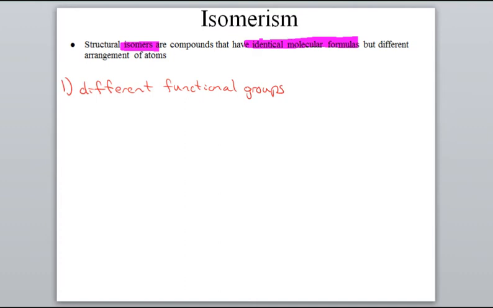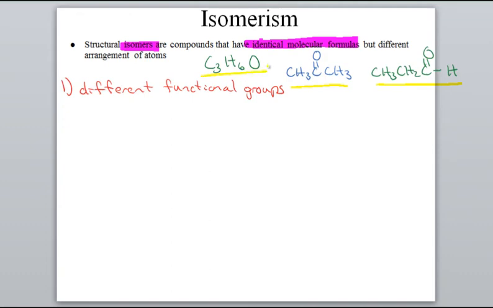When you have this type of scenario, it's pretty easy to recognize. Here's an example. Here we have two different molecules. They have the exact same formula, 3 carbons, 6 hydrogens, and 1 oxygen. However, the functional groups are different. This one is a ketone functional group, and this one is an aldehyde functional group. They're different molecules with different chemical properties, but they're considered isomers because they have the same molecular formula.